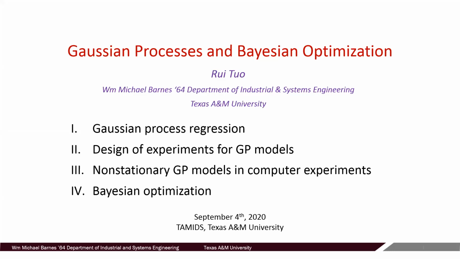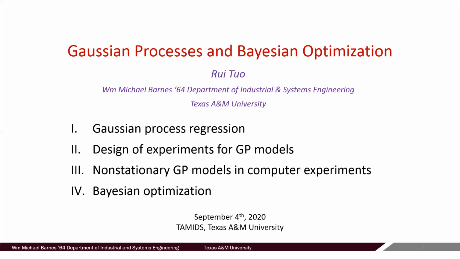So today, my talk is about Gaussian processes and Bayesian optimization. I will talk about 4 topics. The first one is just a foundation of Gaussian process regression, including the background and related statistical methods and formulation. The second part will be design of experiments for Gaussian process models.